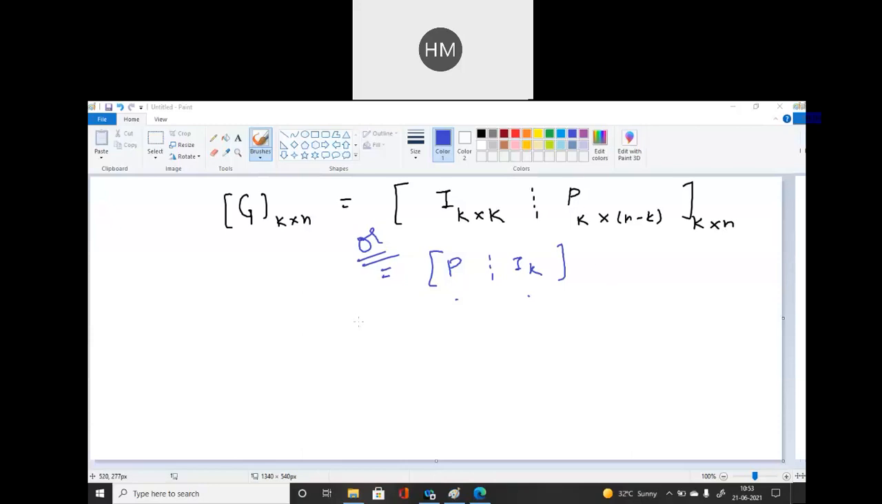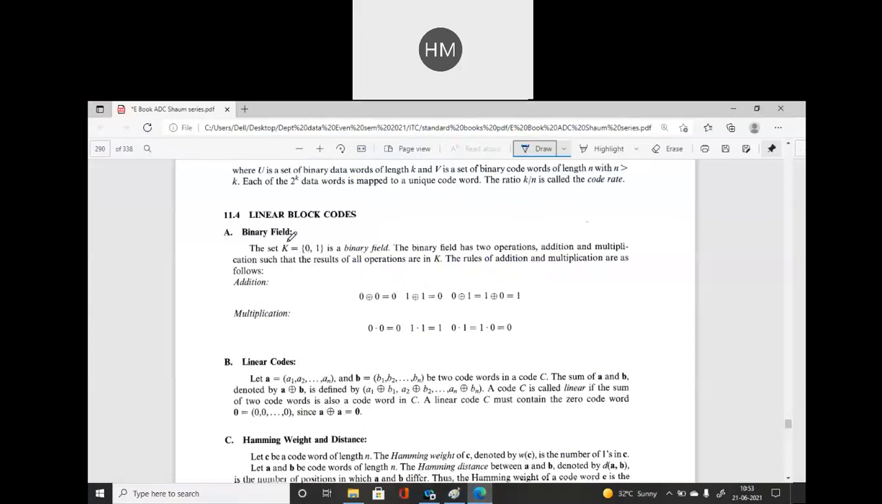So now we'll simplify numerical. Write down the first example. I will show you one more thing over here. See, students, binary fields. How do we define binary fields in the form of zeros or ones? The binary field has two operators, addition and multiplication, such that results of all operations are in the field. The rules of addition and multiplication are as follows. You can see it is not a simple addition. It is a modulo 2 addition or XOR gate.